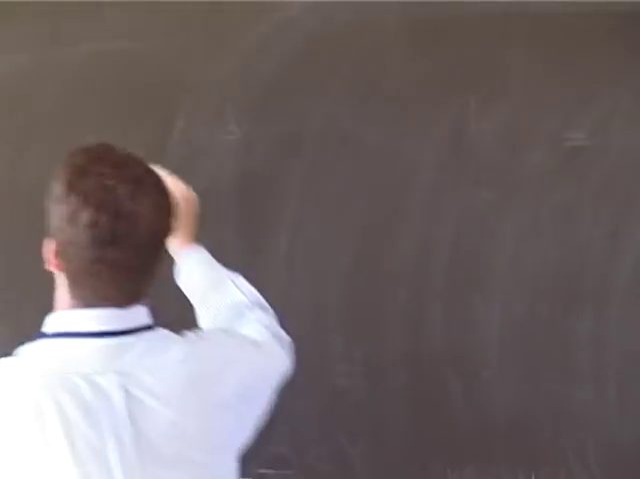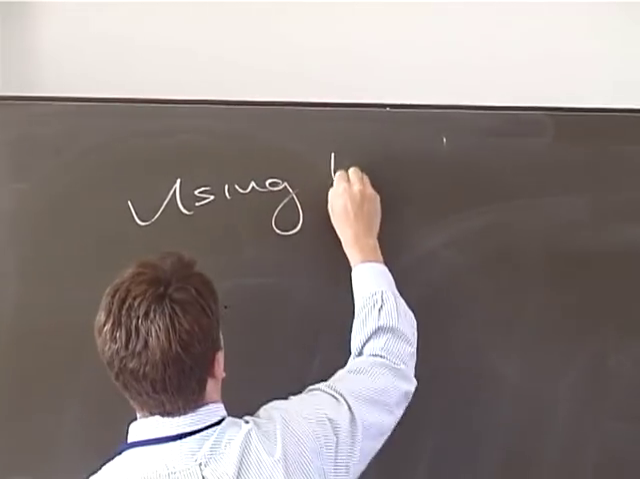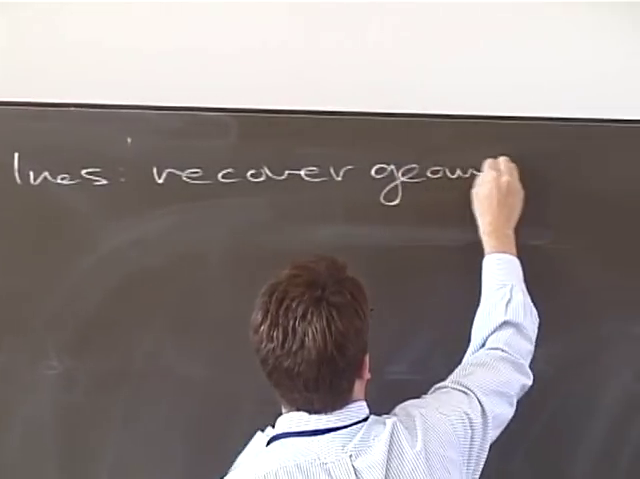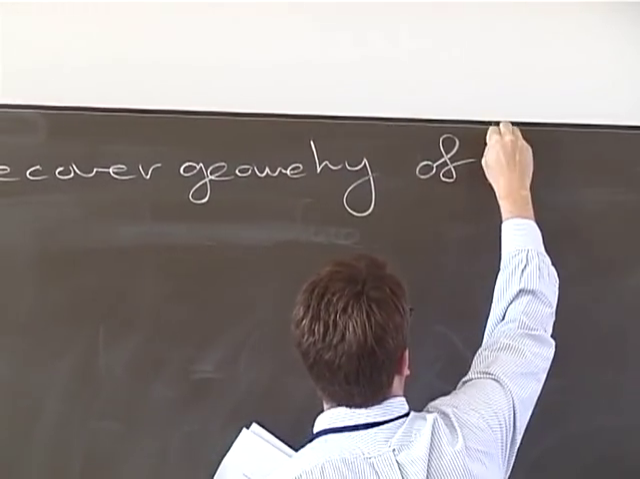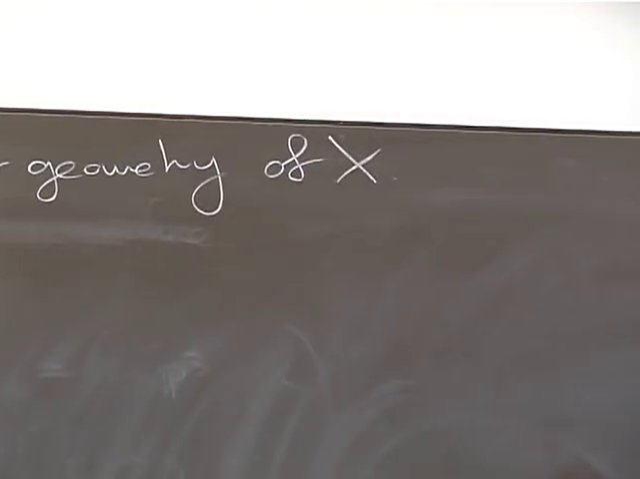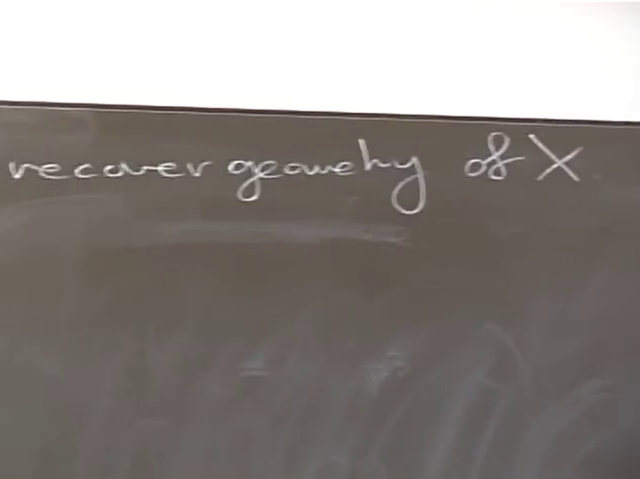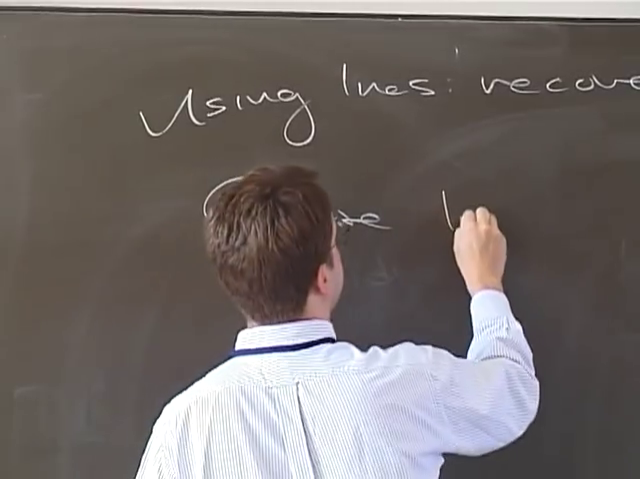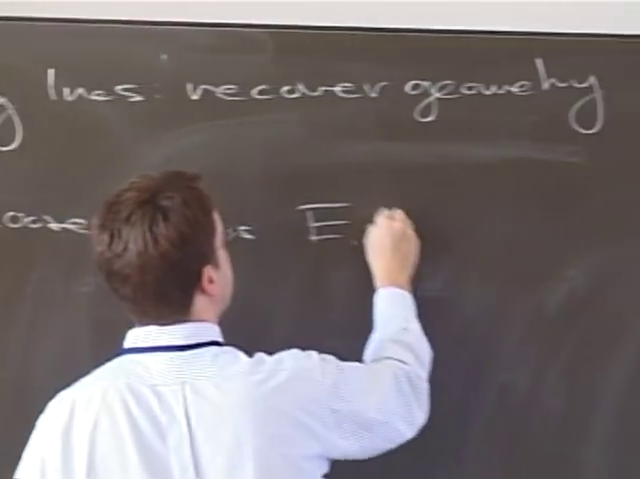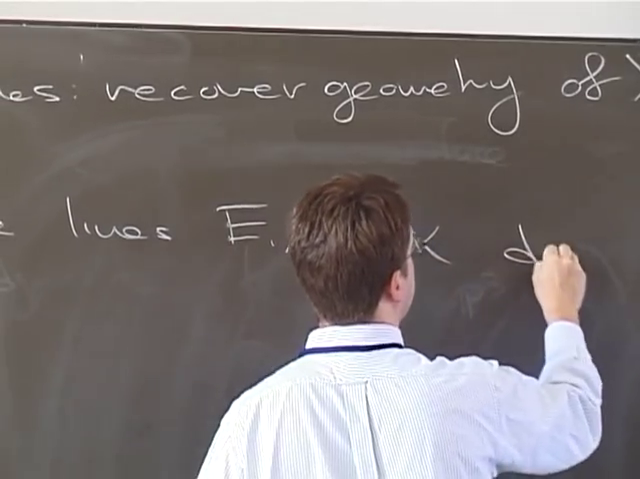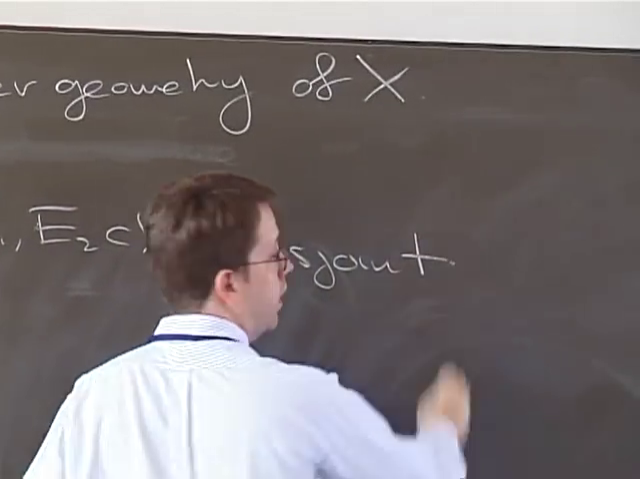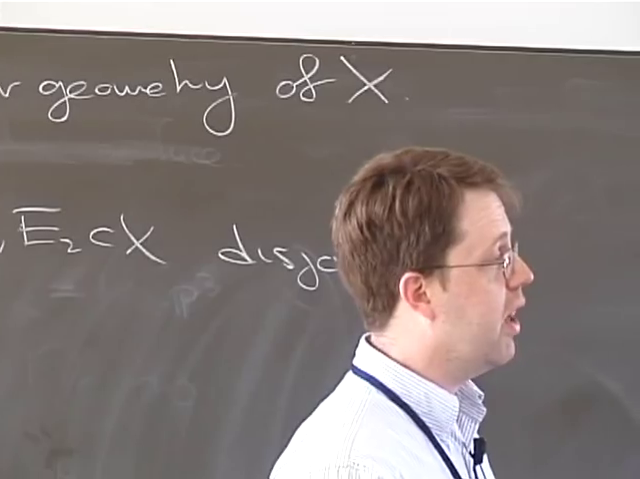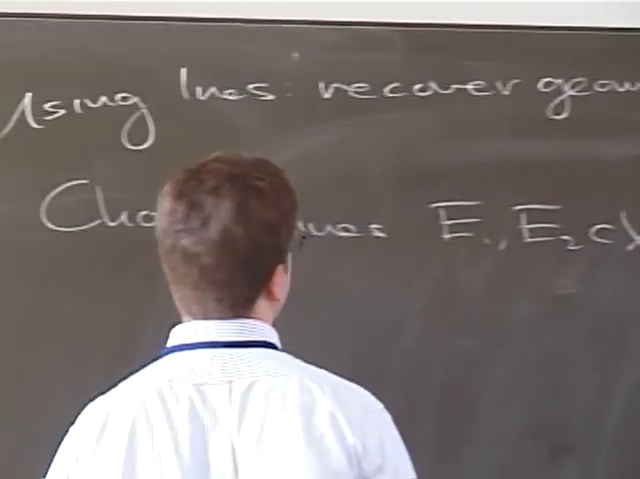So using the lines, we recover the geometry. Here, X is just a cubic surface. I'm not assuming anything else about it. So we know that we can choose lines, say E1 and E2 in X, which are disjoint. The intersection numbers don't change as I move in the family. So if I can produce 2 disjoint lines on one cubic surface, I can produce them on all cubic surfaces.